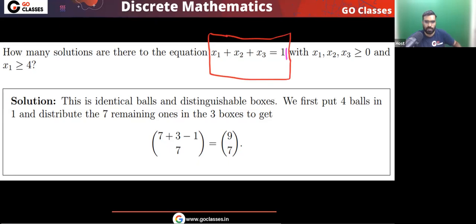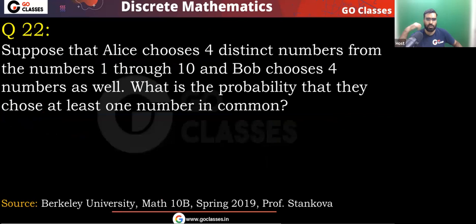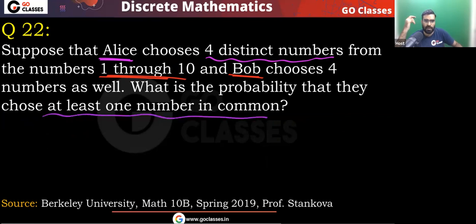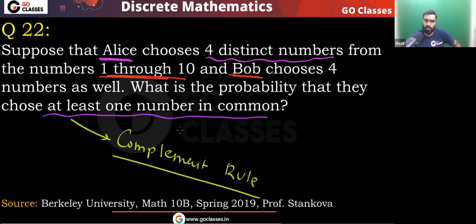Okay, let's move on now. So tell me the answer for this one. Question number 22. Suppose that Alice chooses 4 distinct numbers from numbers 1 to 10. Same thing Bob does; Bob also chooses 4 numbers. What is the probability they choose at least one number in common? Whenever you see at least one, the complement rule will come to your mind. Very simple, just use the complement rule.